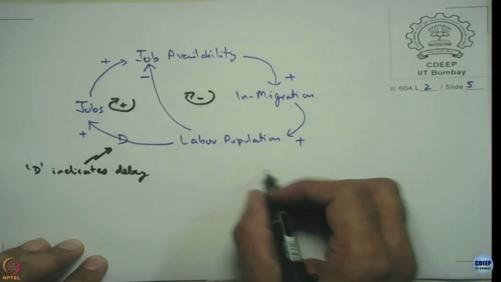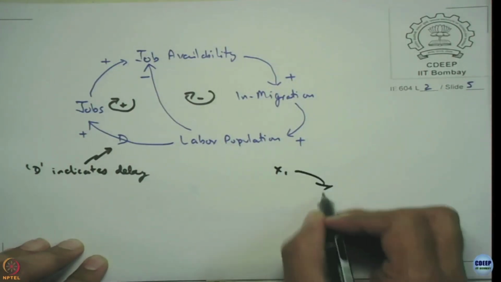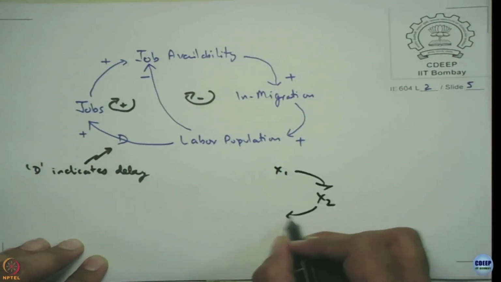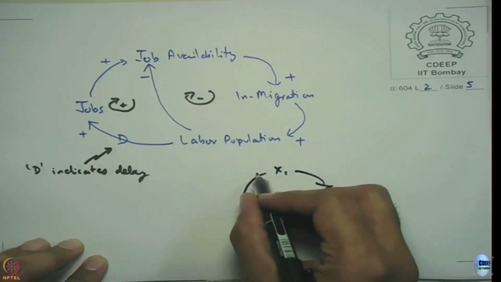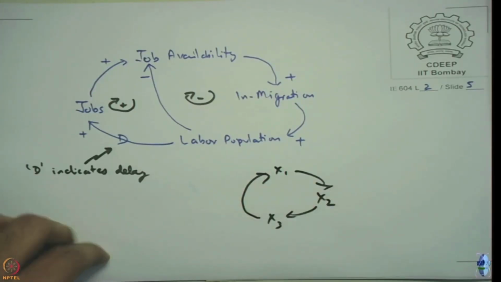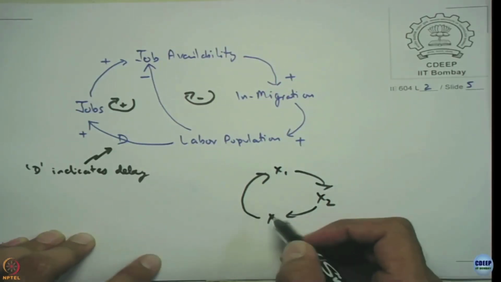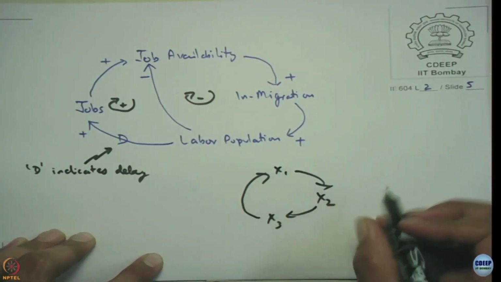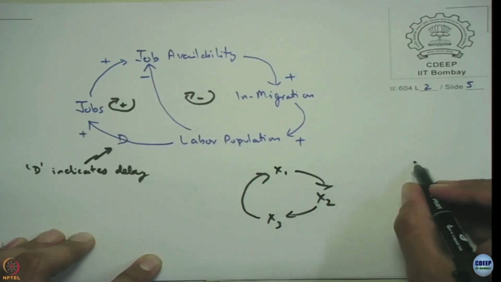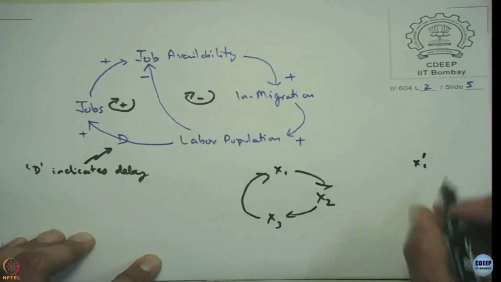So, one way to understand that is, suppose we have links like this. For example, x1 affects x2 affects x3, which again affects x1, right. And if you want to do it the right way, then what we need to do is split it. Let us call it x1 dash.